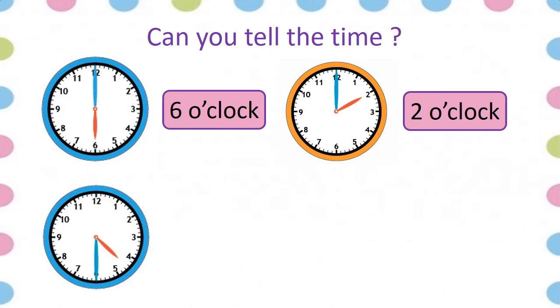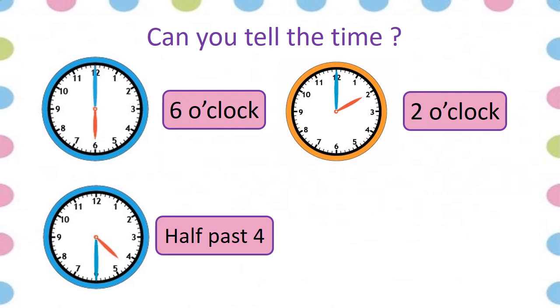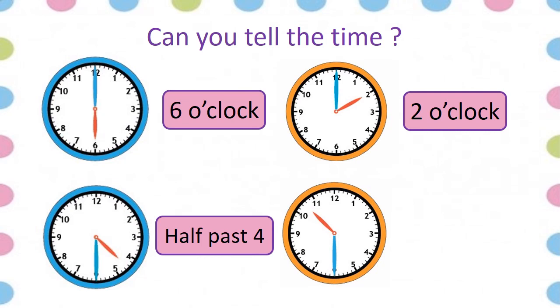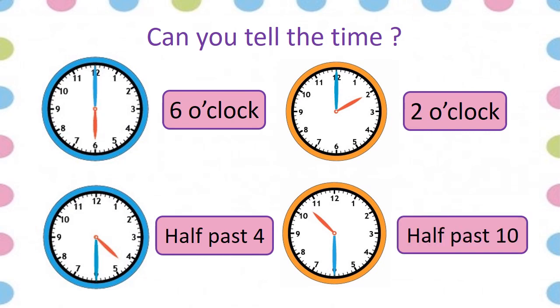In this clock, the minute hand points at 6 and the hour hand starts moving from 4. So it is half past 4. Now can you tell the time on this clock? Yes, it is half past 10.